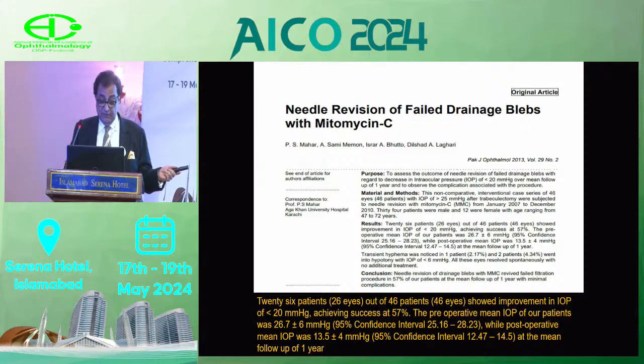So that was our paper published a long time ago, and this is what it says, that 26 patients out of 46 patients showed improvement in IOP of less than 20 mmHg, achieving success at 57%. So if you get a 50-55% or 60% success rate, at least you save the patient from going under repeat surgery.